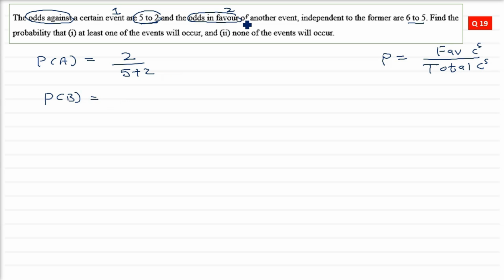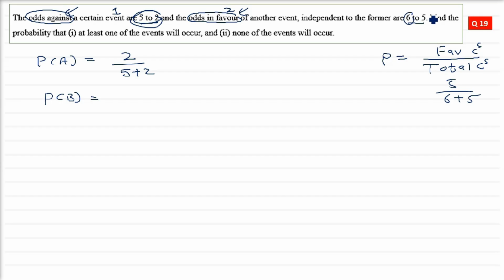Coming to the second one, odds in favor. Odds in favor is 6 to 5. Now the question will arise that in odds against, we are writing 2 divided by 5 plus 2. Why aren't we writing 5 divided by 5 plus 6? This should come. But in odds in favor, 6 is in our favor. In odds against, 2 is in our favor.